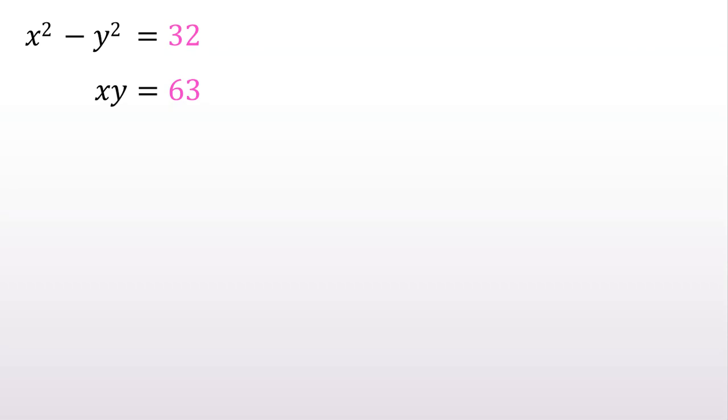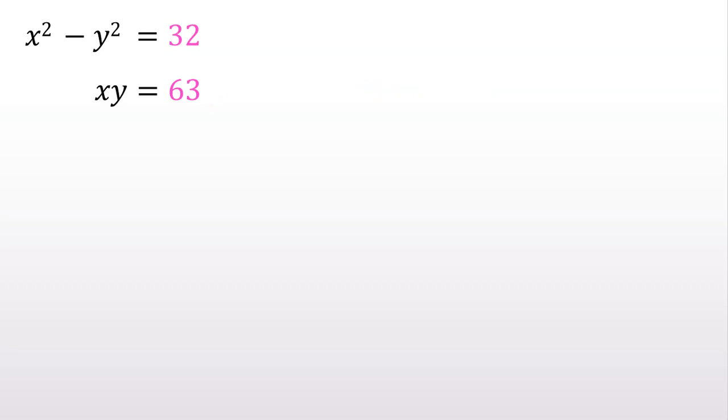xy is 63. For example, we can check one of them 9, one of them 7. Because x squared minus y squared is 32, positive, x is greater than y. And if we check, for example, x equal to 9, y equal to 7, then the second equation will be okay. First equation, 9 squared minus 7 squared, which is 81 minus 49, is 32. So the first equation will also be satisfied.